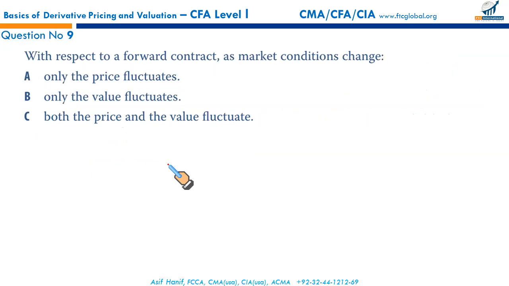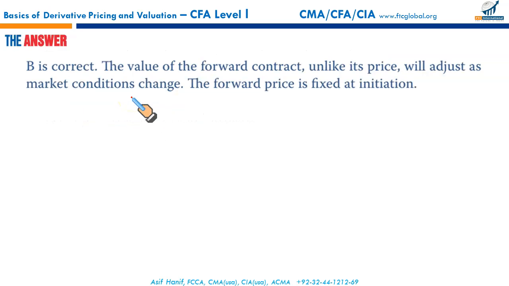Next, with respect to a forward contract, as market conditions change, only the price fluctuates. Wrong. The price has already been fixed at the initiation. That's what I've been saying in the last two questions. Only the value fluctuates. Correct. Only the value fluctuates, not both the price and value. That makes it a pretty straightforward question. B is the right option.